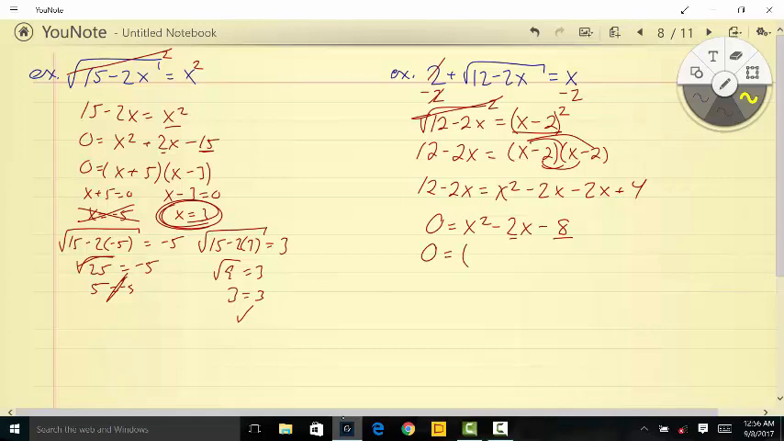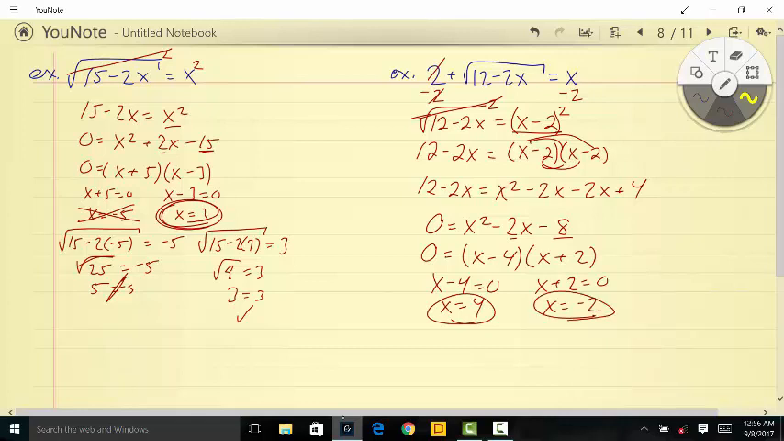Factors of 8 that equal 2 are negative 4 and positive 2. Setting both of those equal to 0 gives us x could equal 4, or x could equal negative 2.